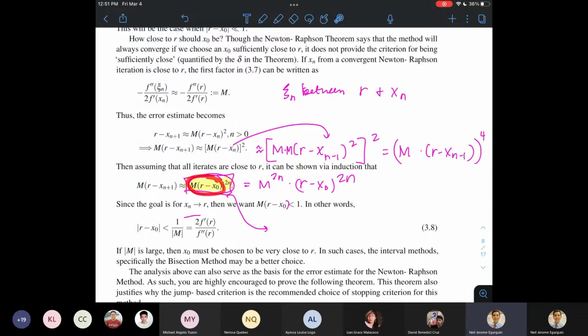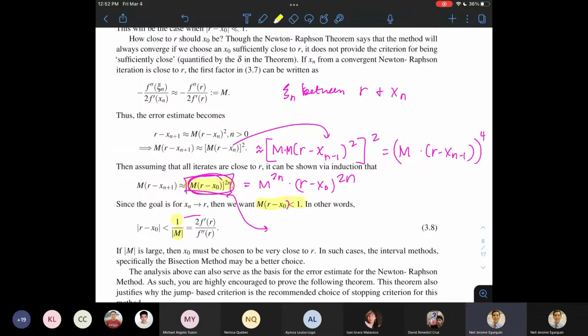If this one, the one inside 2 to the power n, yung m times r minus x of 0, kapag greater than 1 yan, pag ni-raise mo kay 2 to the n, mas lumalaki yung value, right? Especially for large n's. So we want this guy or the base of that guy to be less than 1. Para mag-approach ng 0 mabilis yung something raised to the 2n. And then this is the simpler inequality that we need to work out. So r minus x sub 0 must be less than 1 over the magnitude of m. Okay?